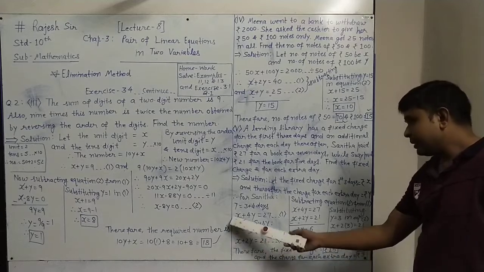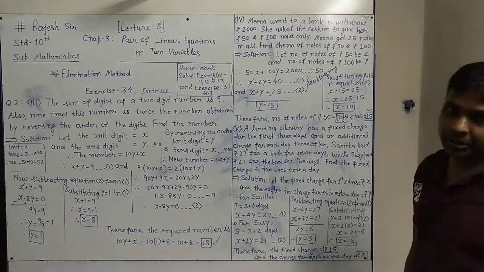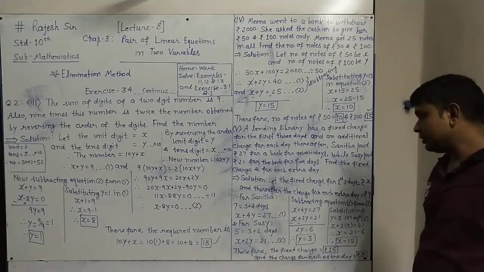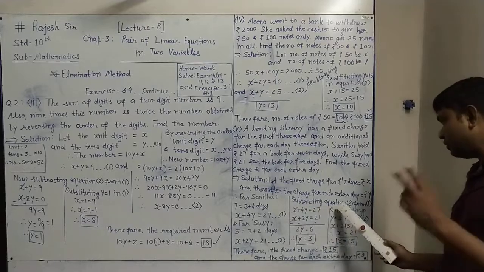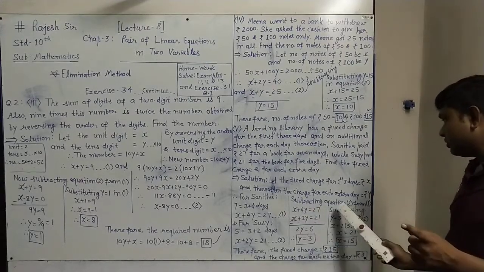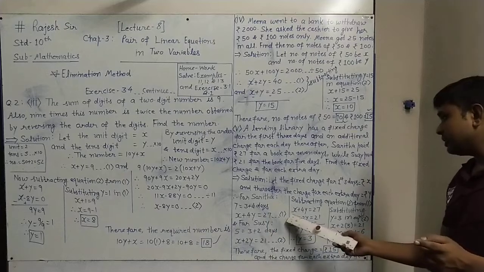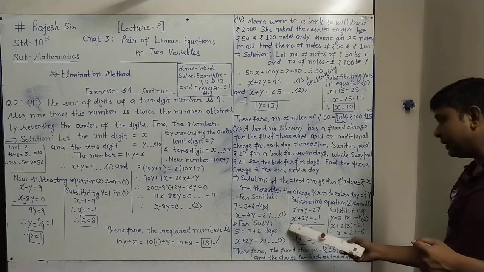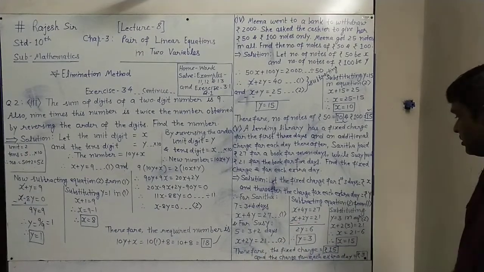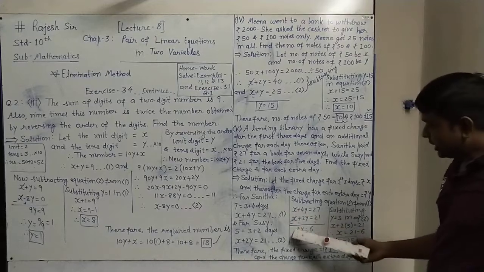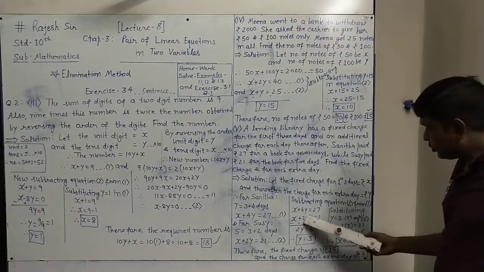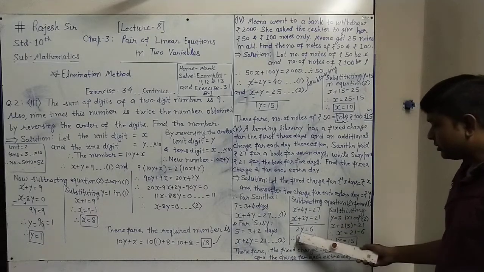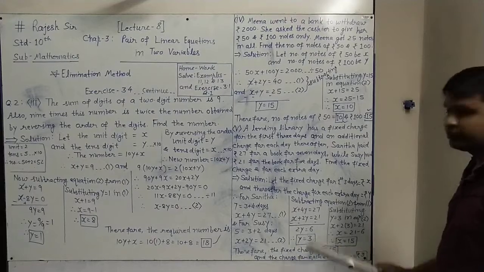Now again the x coefficients are equal in both equations, so x will be eliminated directly by subtracting one equation from the other. So what we have done here is subtract equation 2 from equation 1. Equation 1 is x plus 4y equals 27, and equation 2 is x plus 2y equals 21. So plus x and minus x are eliminated, plus 4y and minus 2y give 2y, and 27 minus 21 gives 6. 2y equals 6, so y equals 3.